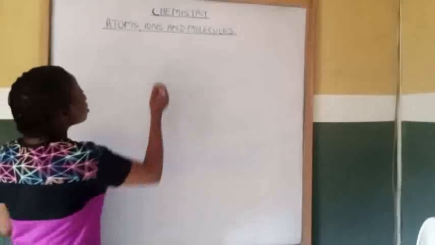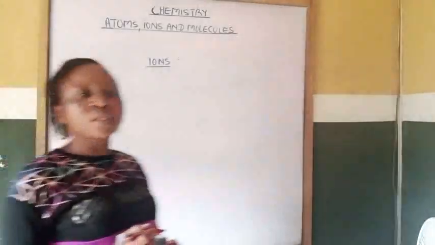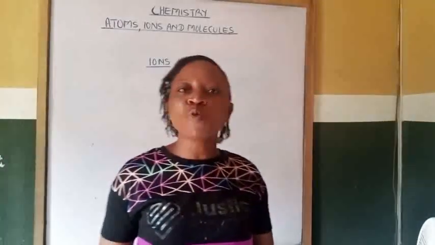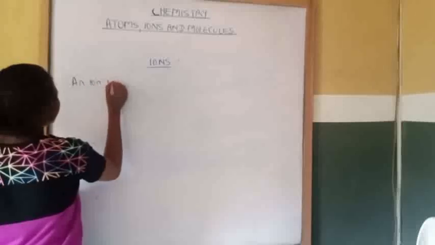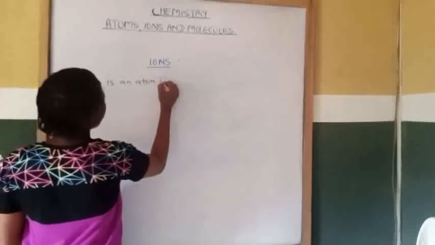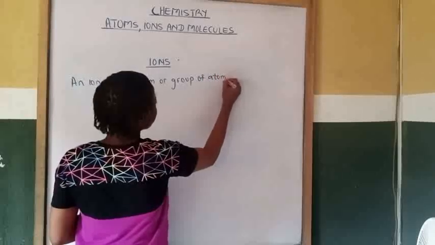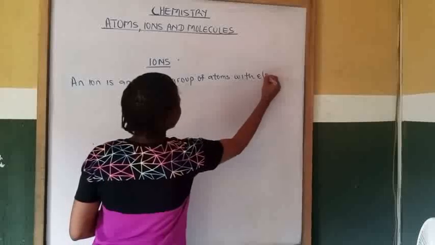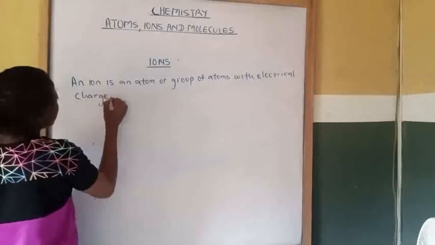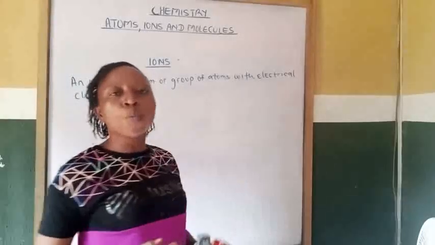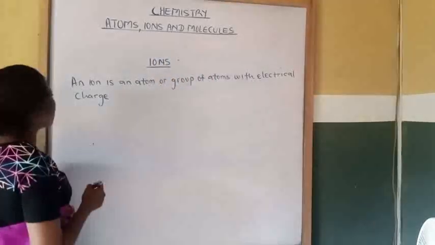Let's talk about ions. What is an ion? An ion is an atom or group of atoms with electrical charge. That is, an ion is an atom or group of atoms carrying positive or negative charge.